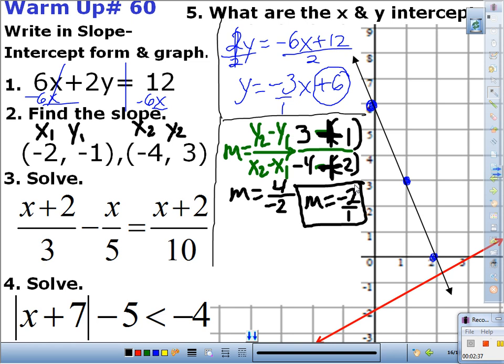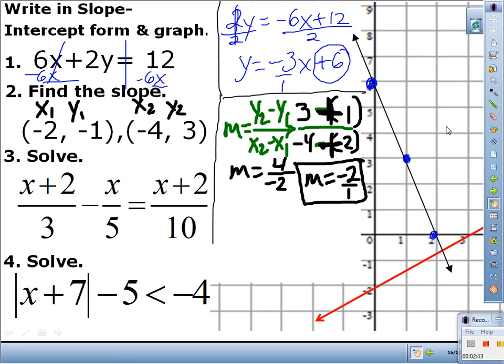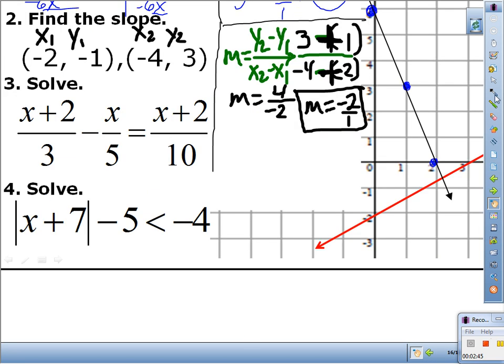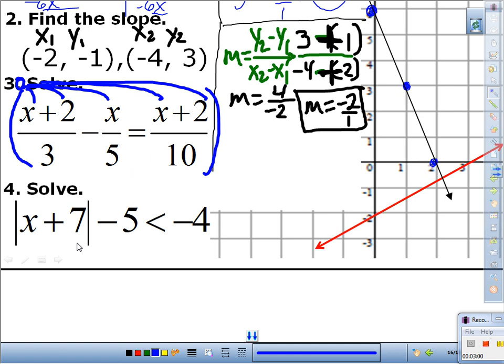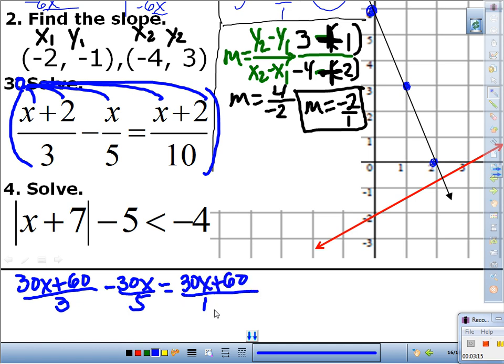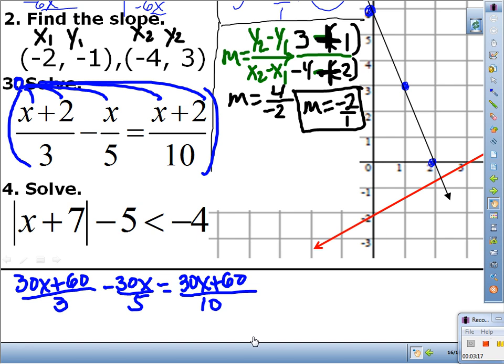Okay, good. Let's go over number 3. For number 3, we have fractions all over the place. We need to get rid of the fractions, so we need to find a common denominator for 3, 5, and 10. What is our common denominator? 30. So I distribute the 30 here, here, here, here, and there. Yes? So that becomes 30x plus 60 over 3 minus 30x over 5 equals 30x plus 60 over 10. So far so good? Let's simplify.